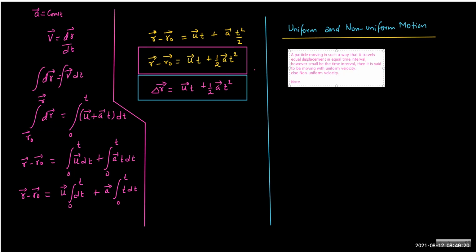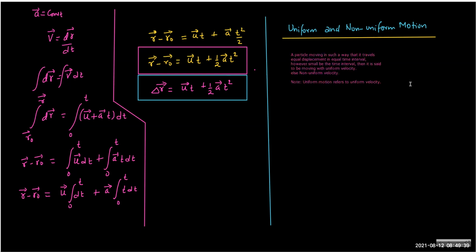So let me write a note. Uniform motion refers to uniform velocity. Okay. So this is a very important notion. When you say the word uniform, it only refers to velocity. Nothing to do with the acceleration that is actually changing the velocity. So when something changes, it is against the law of inertia. Inertia says something to maintain, right? And something changing means its inertia is changing.